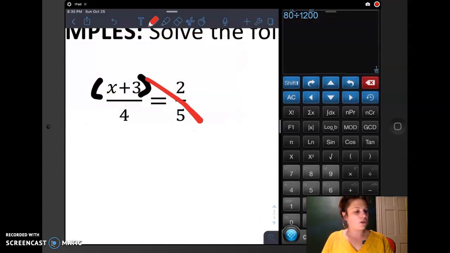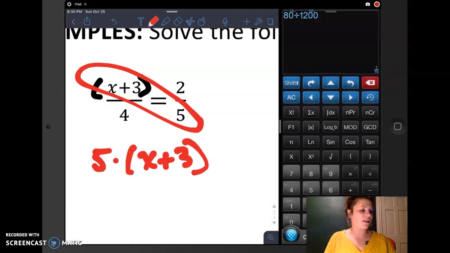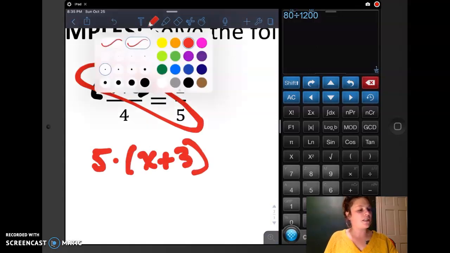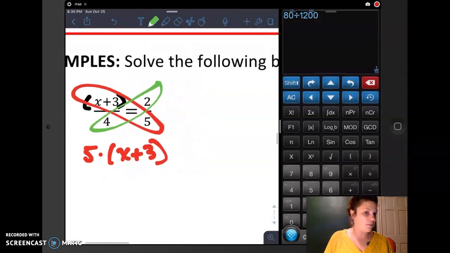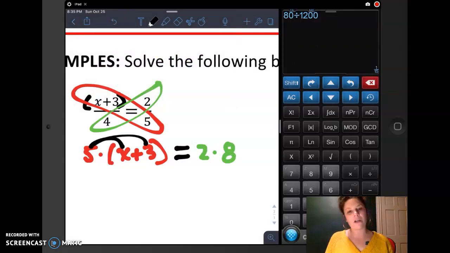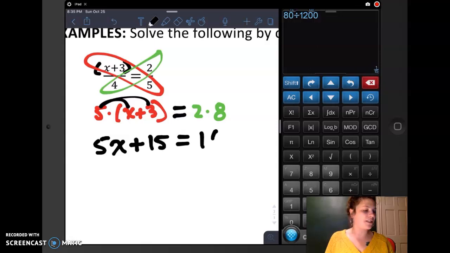So if we were asked to solve this equation, we actually could use that multiplication method that we were using, where we're going to cross multiply, but it's 5 times, and then we have parentheses around that. Another way to say that is that we need to multiply by everything that's on top of the fraction, everything that's diagonal. So that means we need to multiply by both parts, meaning distribute. You thought you were done with distributing. Well, you're not. 5 times x is 5x. 5 times 3 is 15. And then 2 times 8 is 16.